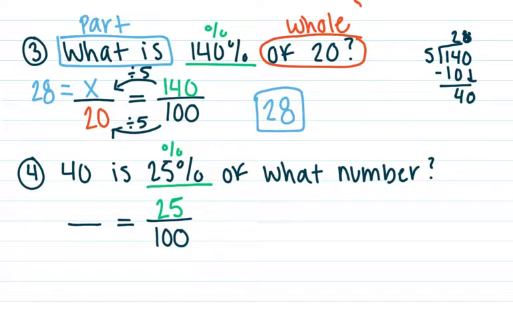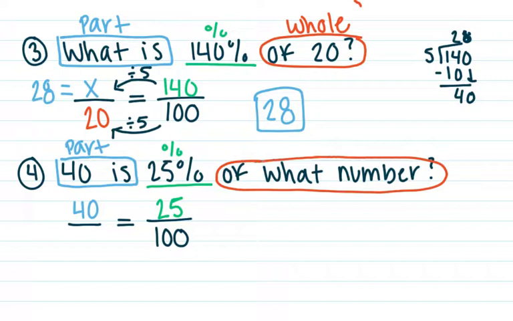All right, 40 is 25% of what number? So on this one, I have my part. 40 is. So what this problem is telling us, if we talk about Jolly Ranchers again, is they said, hey, I got to take home 40 Jolly Ranchers. That's 25% of all of the Jolly Ranchers. Help us figure out how many total Jolly Ranchers that is. So I'm actually missing my whole here. All right, we're going to solve this one.